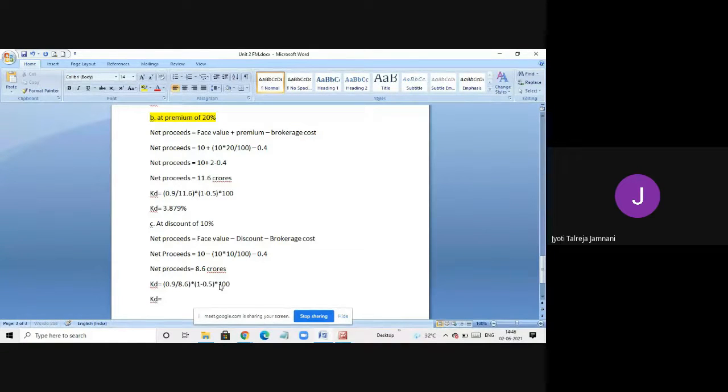The cost of debt is equal to 0.9 divided by 8.6 into 0.5, which is 5.232. This mistake which I did now, we usually do when we are in a hurry. I know that it is a discount, I know that I have to minus, but previously I added, so I added and I solved.